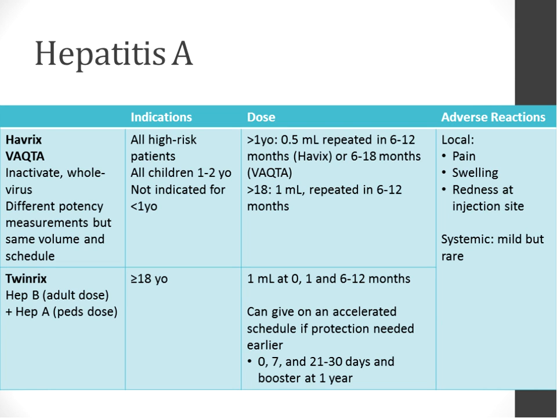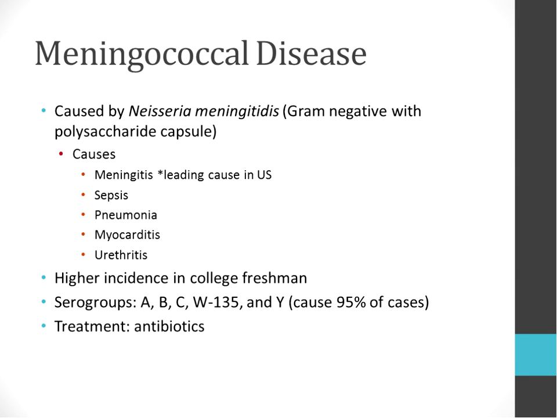So here are the Twinrix and the Havrix. They're the vaccines for hepatitis A. I'd be familiar with their indications as well as their typical adverse local reactions.